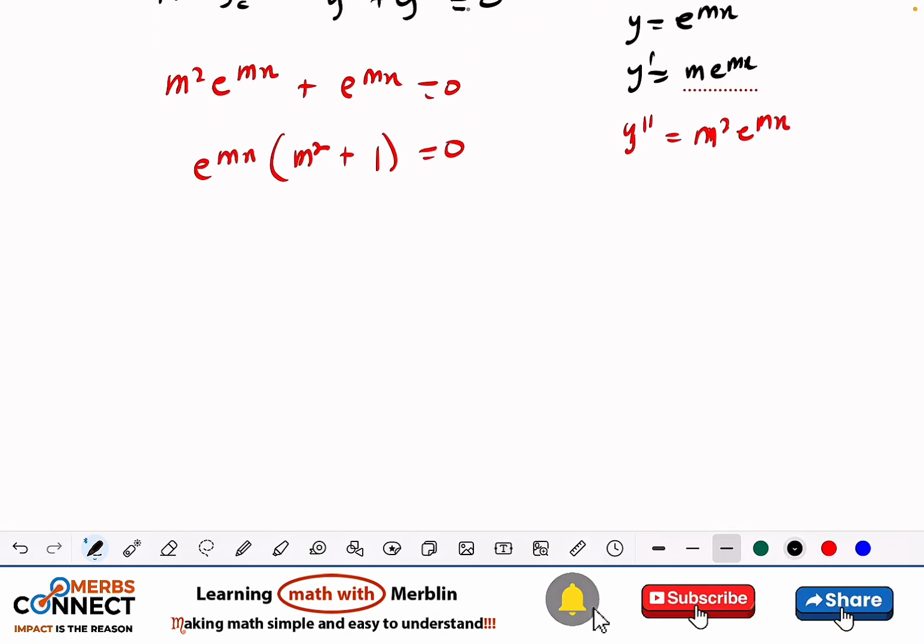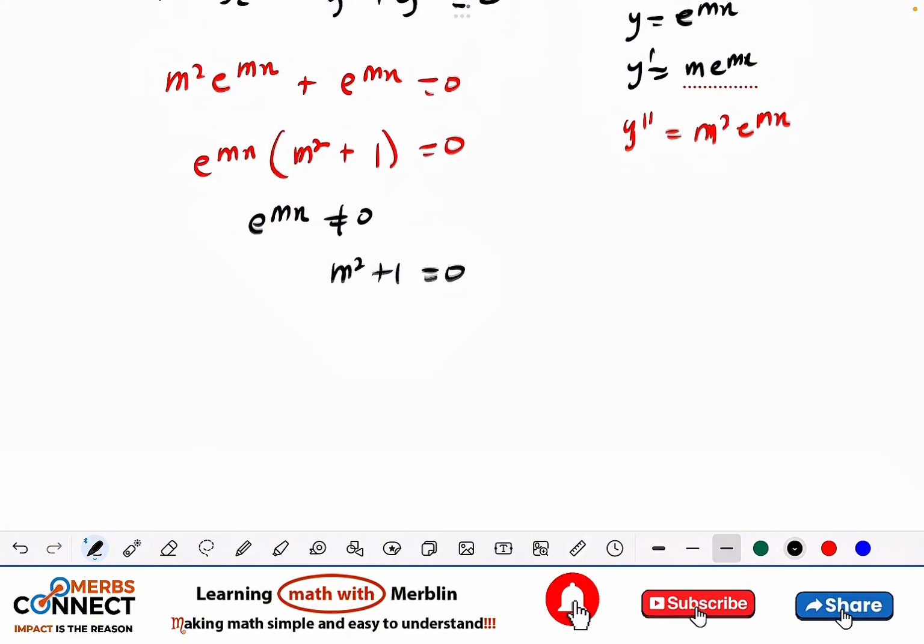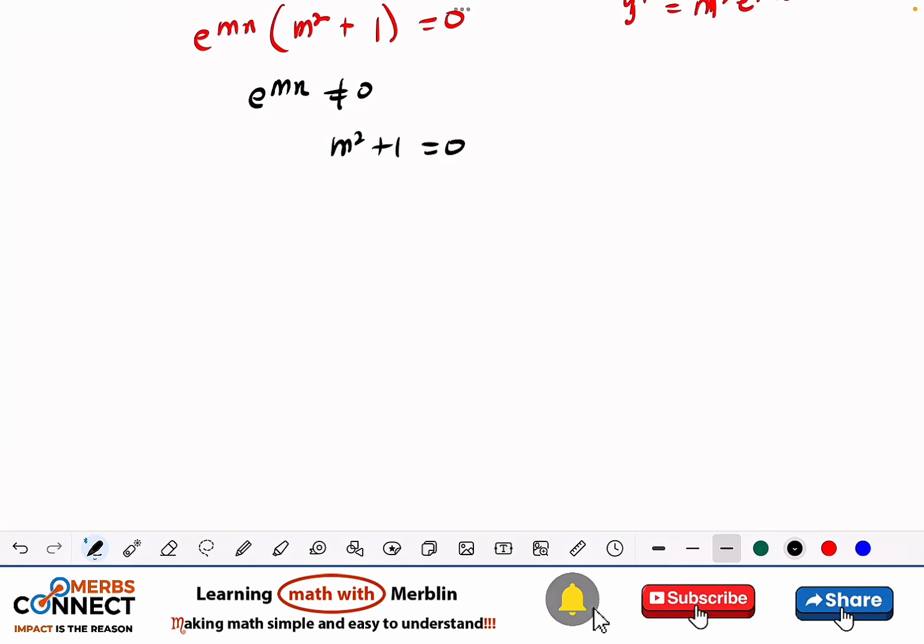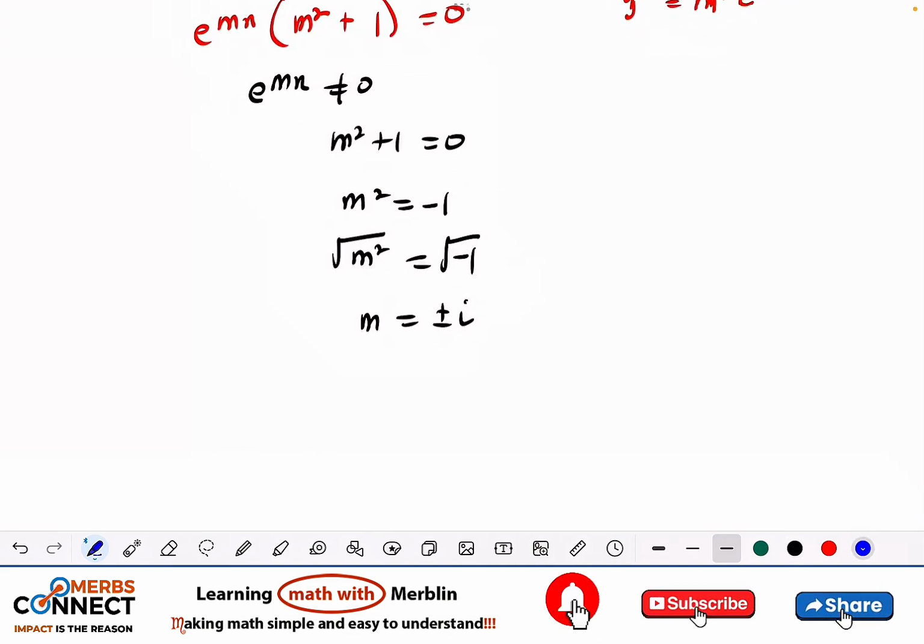And guess what will happen? e to the power mx is never 0, so m squared plus 1 should be equal to 0. So let's solve for m: m squared is equal to minus 1. Take the square root of both sides, and m will be equal to plus or minus i. So now that we've gotten this, this is what we are going to do.